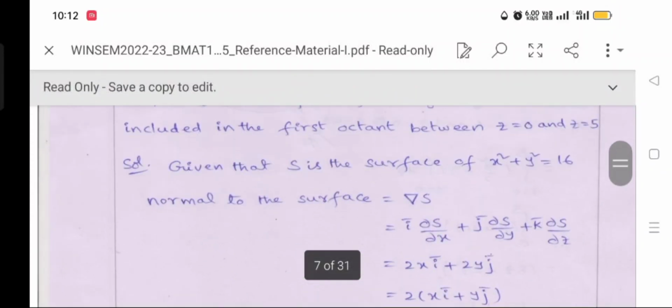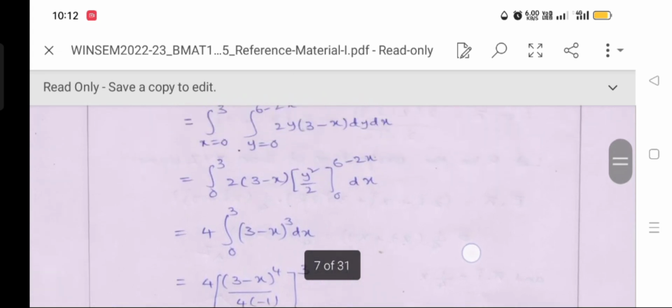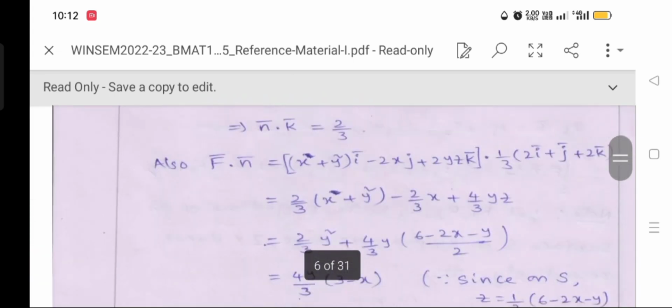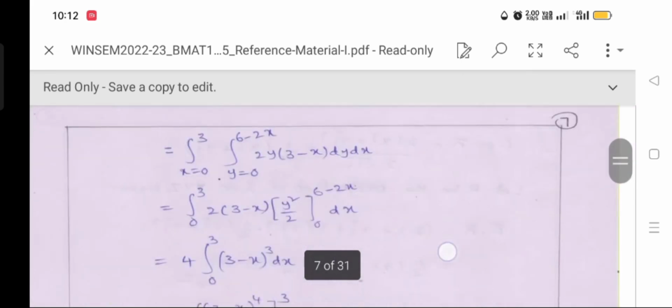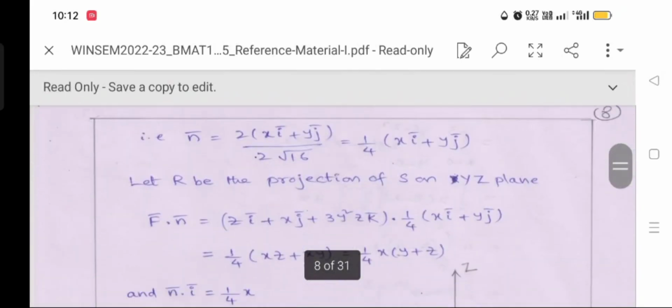Surface integral, problems 1 and 2: you can write a test on these questions. Okay, this is question number 1, problem number 1. You can write a test. This is very important.